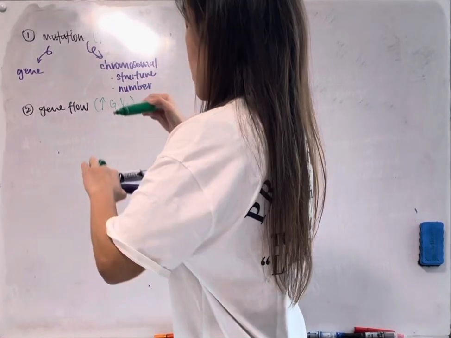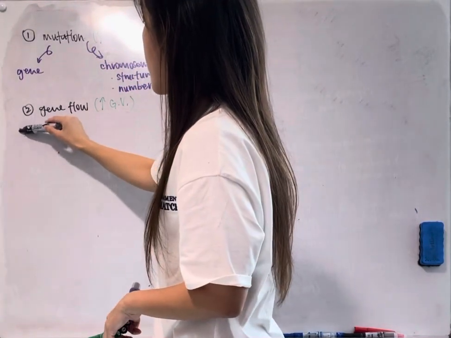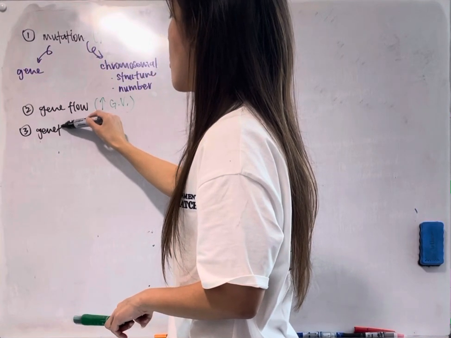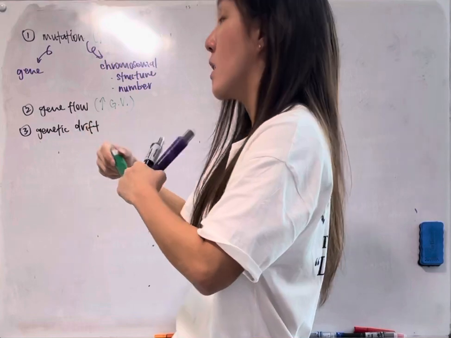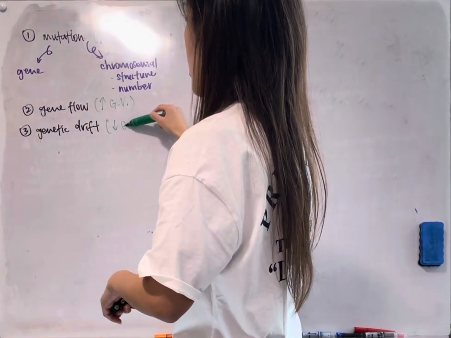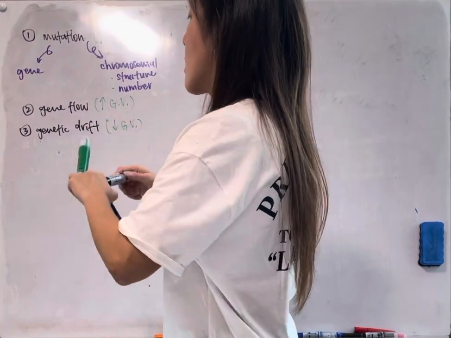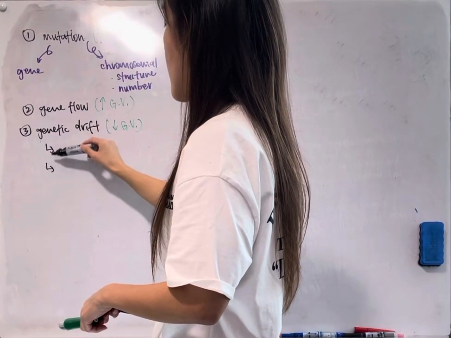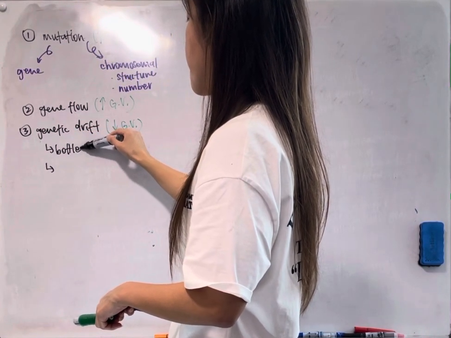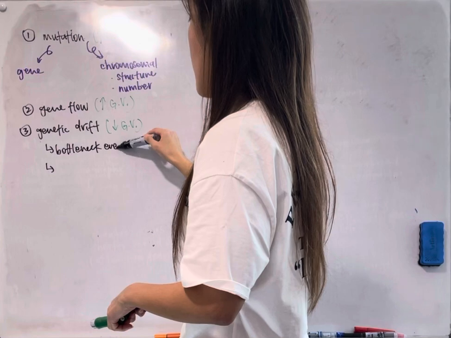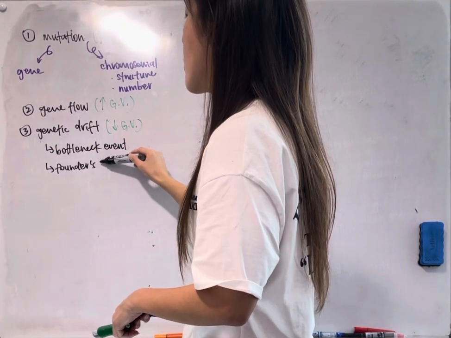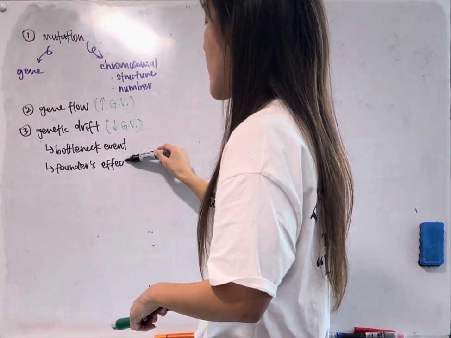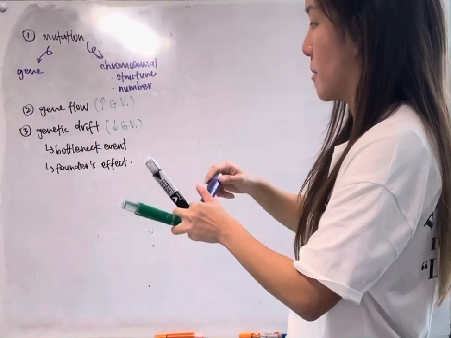All right, so next one, we also have genetic drift. You are expected in the syllabus to recognize genetic drift. This will definitely decrease GV, all right? And the two types of genetic drift are your bottleneck event and founder's effect.